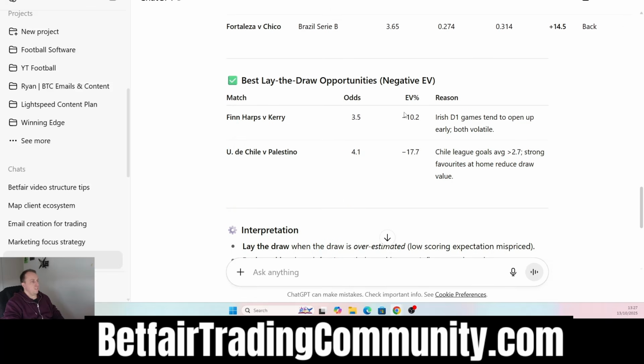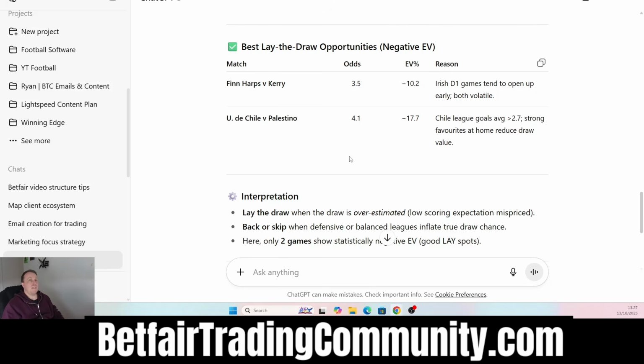Okay. Now, as I scroll down, you can see it's actually put it in a nice little box for me here. So it's very easy for me to copy onto a spreadsheet. And I've got the selection and the odds, which is ultimately the main thing I need. Now, interestingly, this Irish game, second division game, it's not going to have great liquidity. I'll show you this in a bit. So these odds are 3.5. You might even be able to get better than that. The same potentially with Uda Chile. But I don't mind that, right?